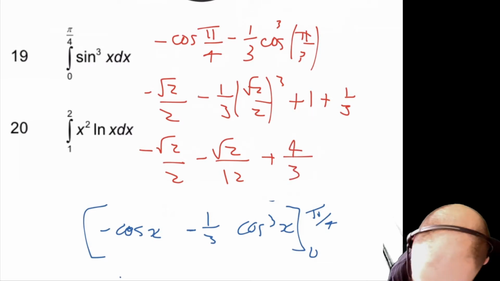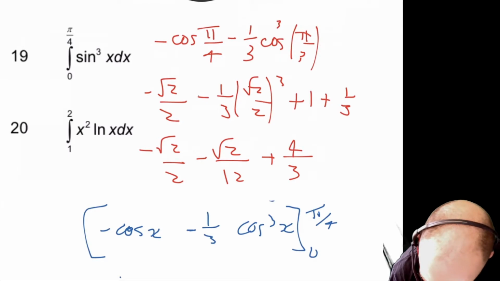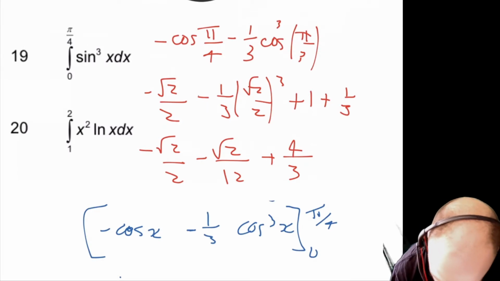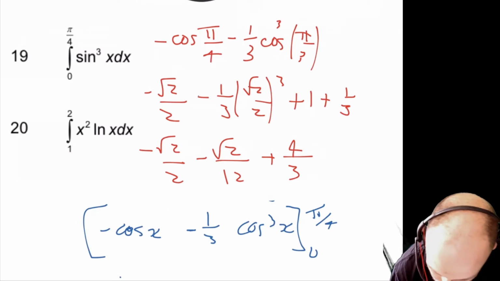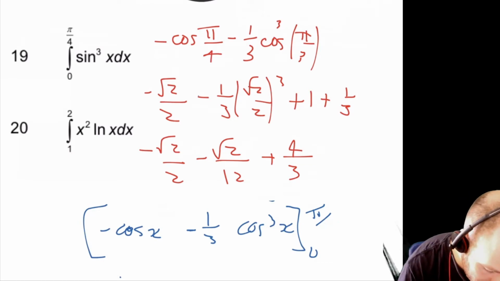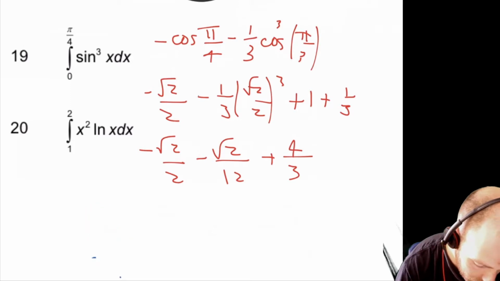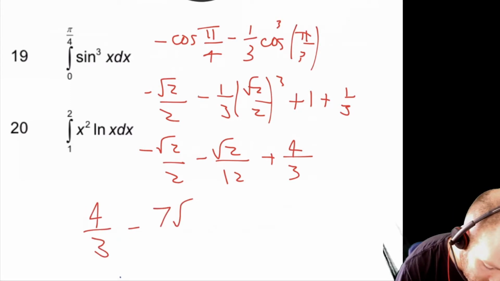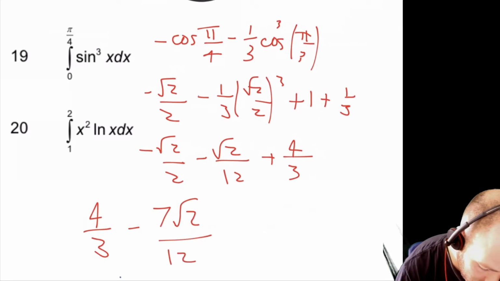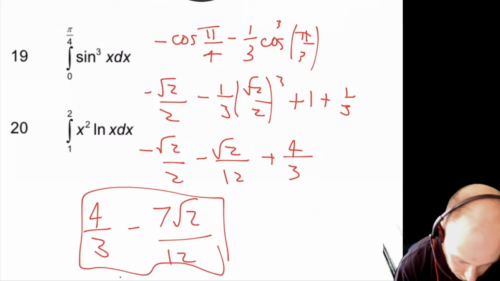Just to fully simplify, I don't think it's going to get much better. We get 4 over 3 minus 7 root 2 over 12.